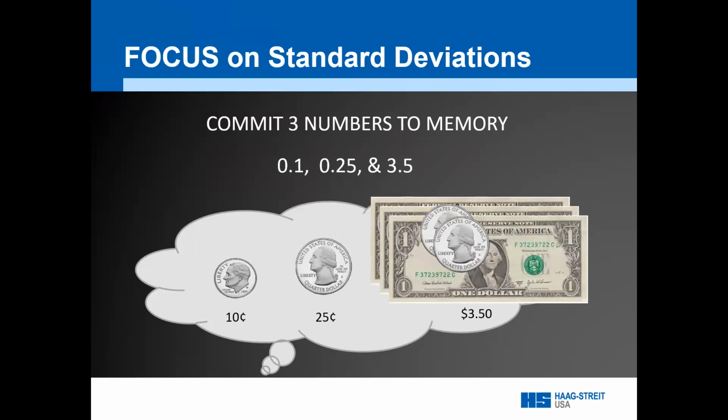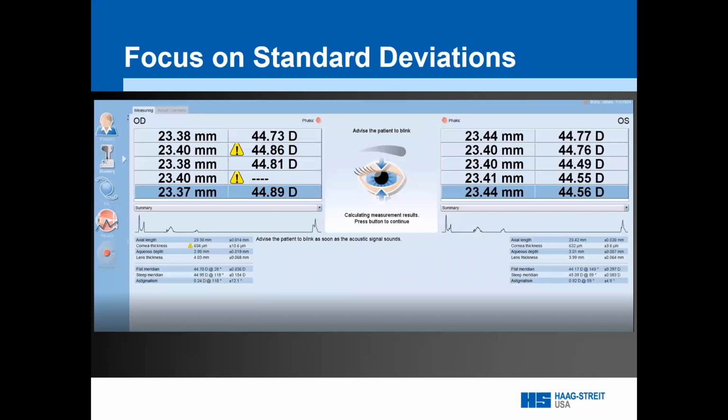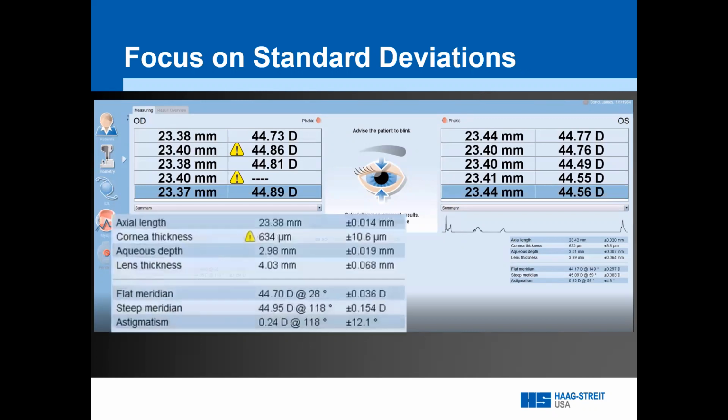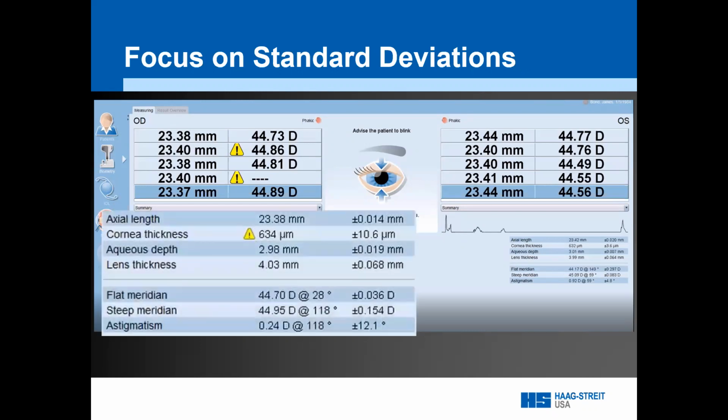So let's go ahead and put that into practice. After that last scan was finished, you noticed we had a couple of cautions on 2 of the average Ks, but let's first focus on the standard deviations. Remember, the axial length needs to be less than 0.1, and in this case, 0.01 is completely acceptable. The flat and the steep are both under 0.25, so we're in the clear here, even though we had cautions next to a couple of the averages.